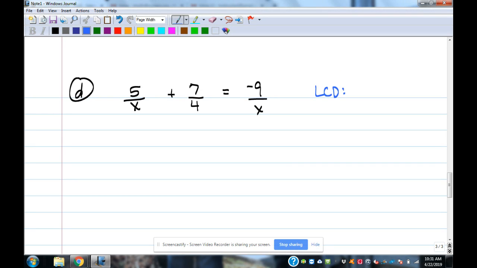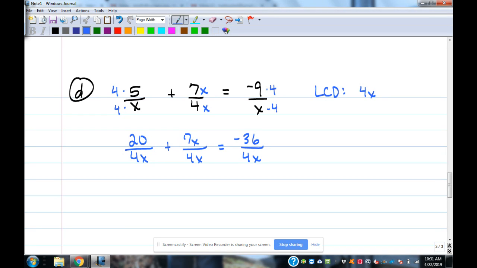So what would be the least common denominator between an x and a 4 and an x? 4x. So what does the first fraction need? 4. So I multiply the bottom by 4 and the top by 4. What does the second fraction need? X. So I multiply bottom and top by x. The third fraction needs 4. So I multiply bottom and top by 4. So that's going to give me 20 over 4x plus 7x over 4x is equal to negative 36 over 4x.